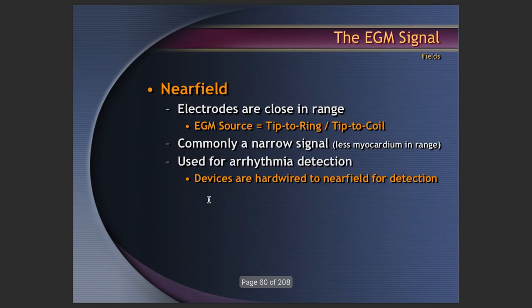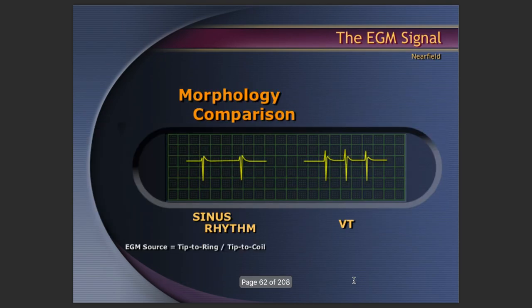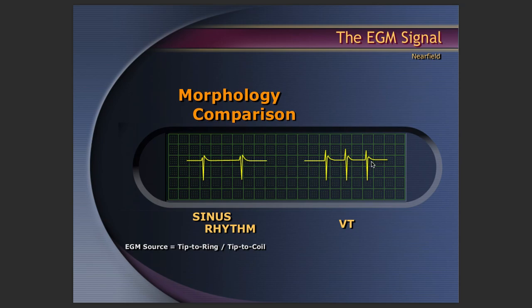Coming to the near field, the electrodes are close in range, and commonly there is a narrow signal, with less myocardium in range. It is used for arrhythmia detection. As I had already said about the different types, there is the tip-to-ring in terms of bipolar, or the concept of integrated bipolar. In sinus rhythm, this is how the deflection is going to be seen over here, and in terms of VT.